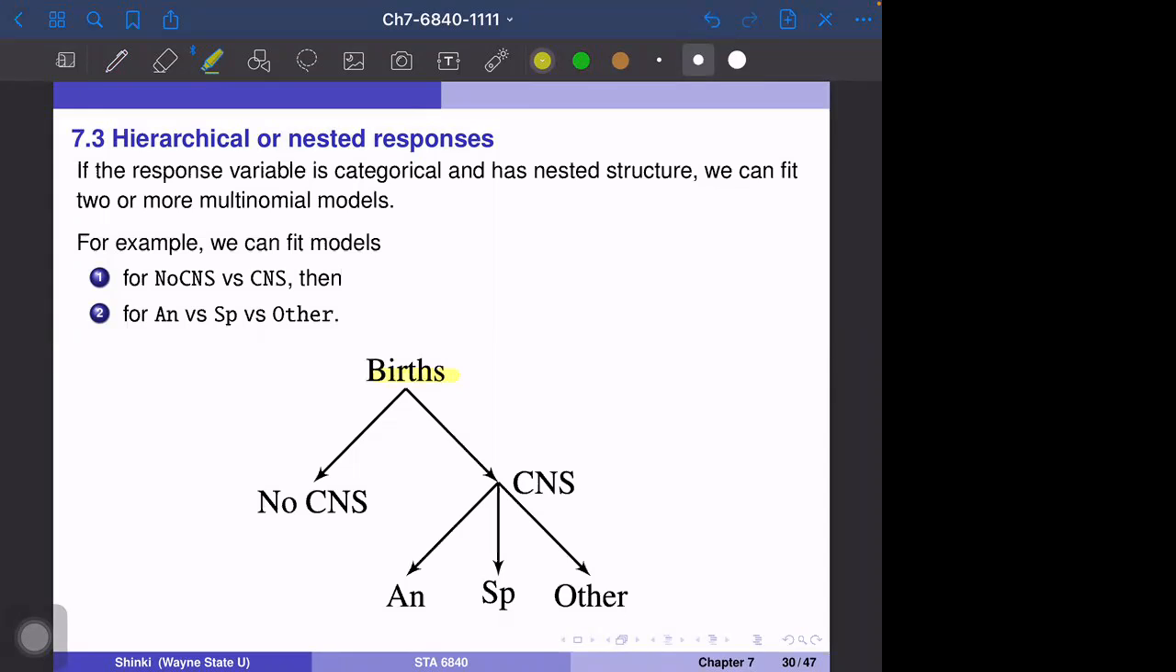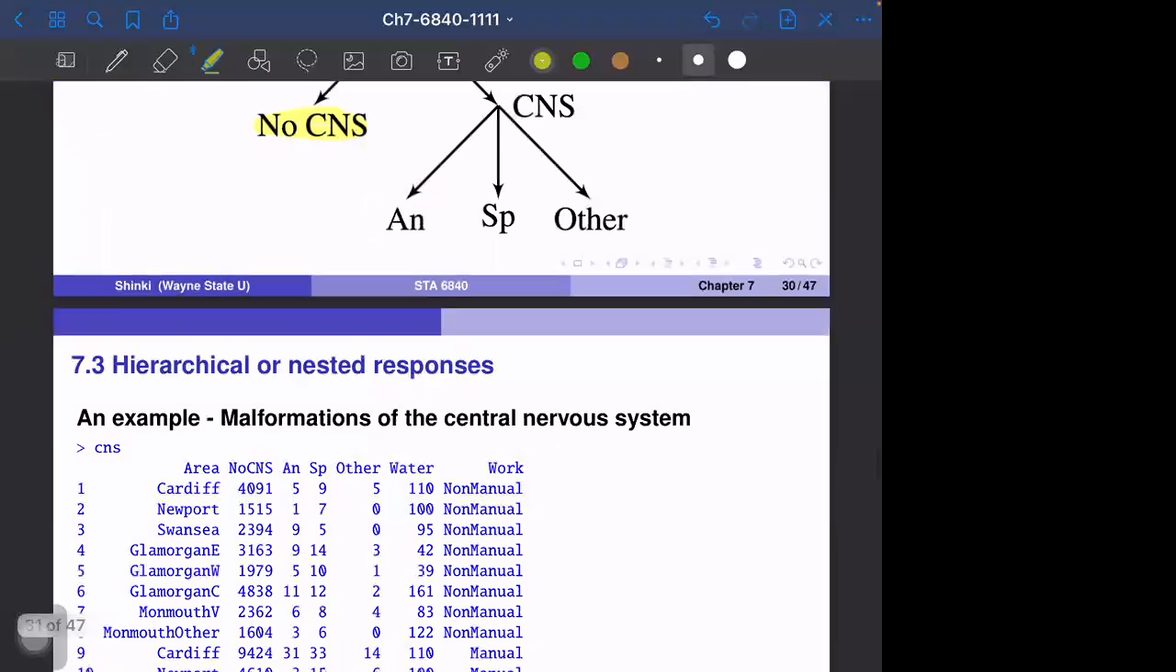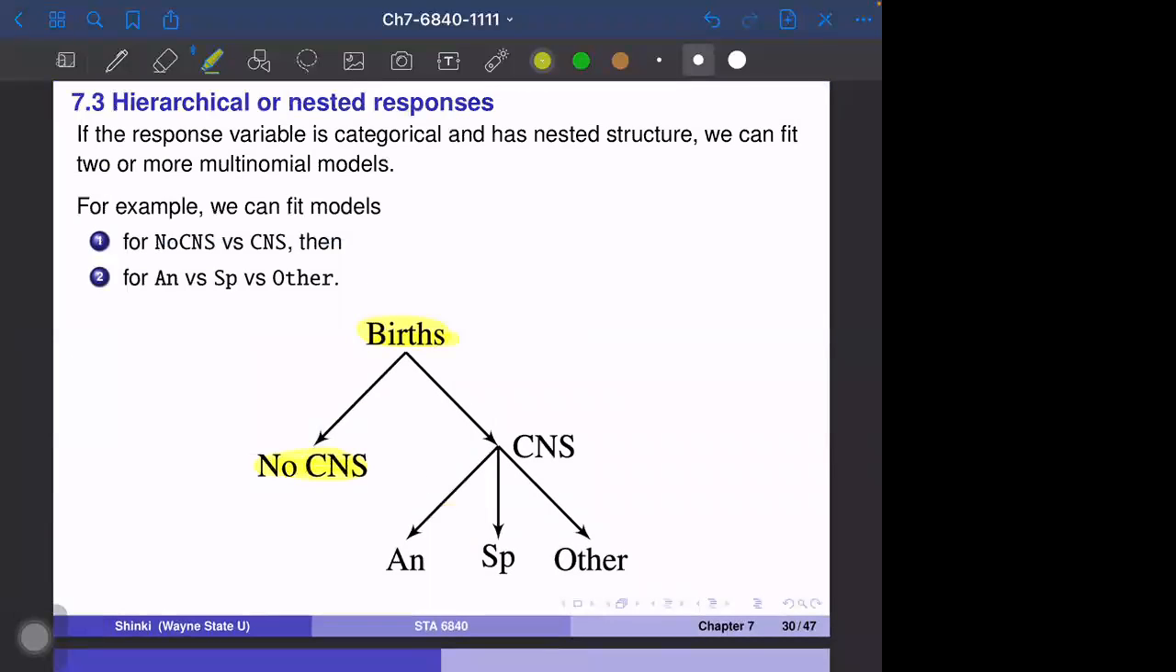This is the diagram for the data on malformations of the CNS. CNS is an inherent disease for babies. The entire population of babies is divided into no CNS babies and CNS babies, where CNS is the central nervous system. The majority are no CNS babies. And out of the CNS babies, we have three types: AN, SP, and other.